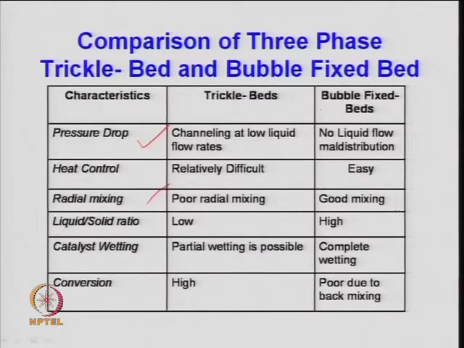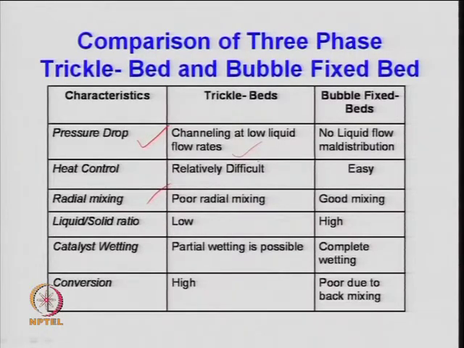Then in the trickle bed reactor, the pressure drop characteristic: channeling comes at low liquid flow rate. When the flow rate of liquid is low, there will be a chance of channeling. In the case of the bubble fixed bed reactor, there is no liquid flow maldistribution. In the case of bubble flow, the maldistribution is avoided. So for all cases, the pressure drop, heat control and radial mixing, all these aspects need to be looked into.